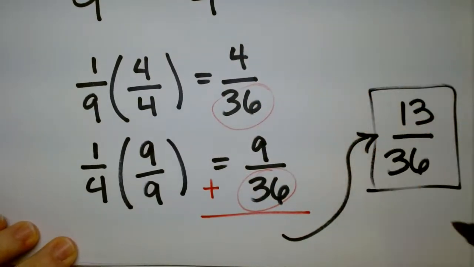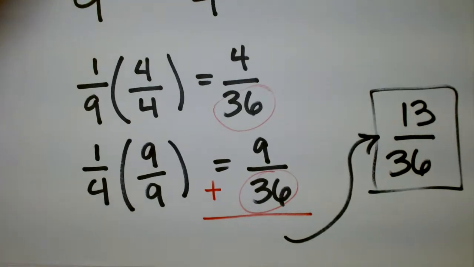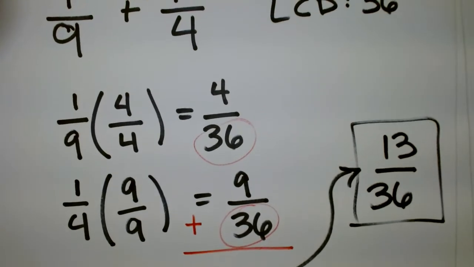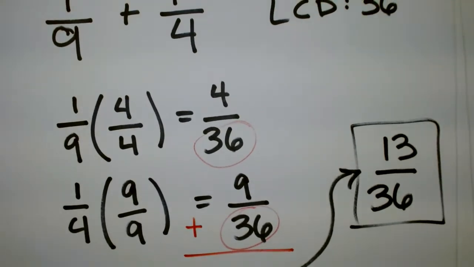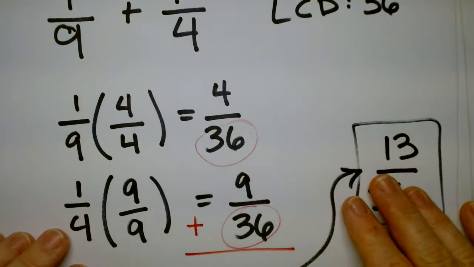That's your top number. Good. So that's your answer. So 1/9 plus 1/4 equals 13/36. Okay, great. All right.